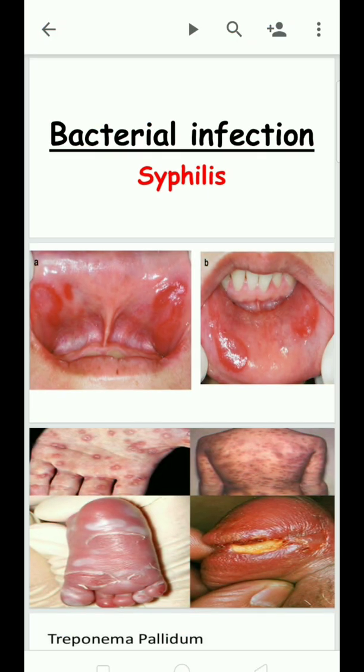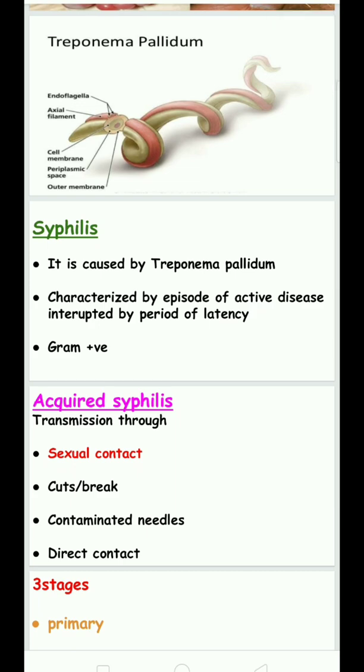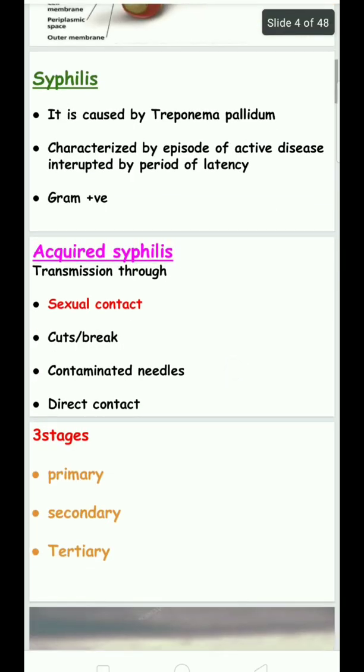Today we are going to discuss the topic of syphilis, a bacterial infection. Syphilis is caused by Treponema pallidum. It is characterized by episodes of active disease interrupted by periods of latency. It is divided into two types: acquired syphilis and congenital syphilis.